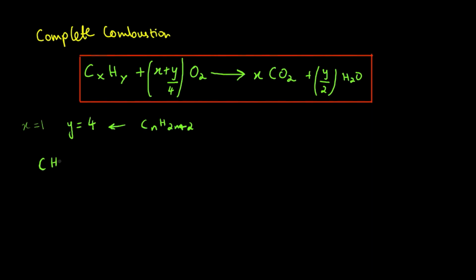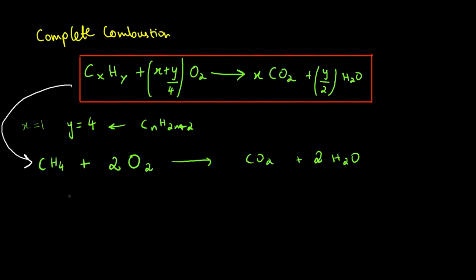So if CH4 is your first alkane and you are reacting that with oxygen, your products should be carbon dioxide and water. Now let's balance this equation. We should get a 2 over here with the oxygen, and we should get a 2 over here with the water, and this is balanced, right? Now what if we use this general formula and apply that over here? If x is 1 and if y is 4, then let's check this out. Will x plus y upon 4 give us the correct answer? It should, right? So let's see.